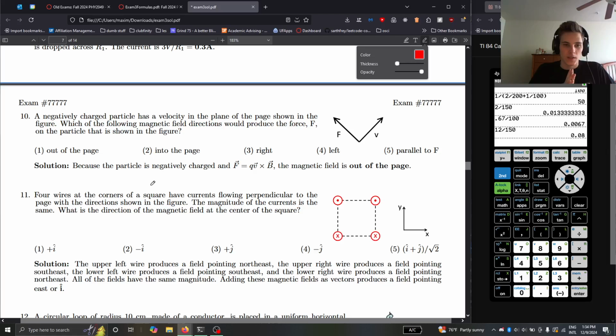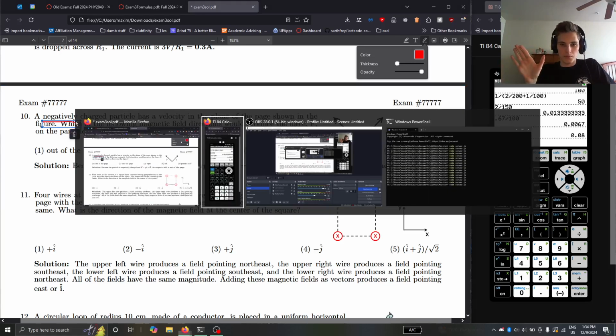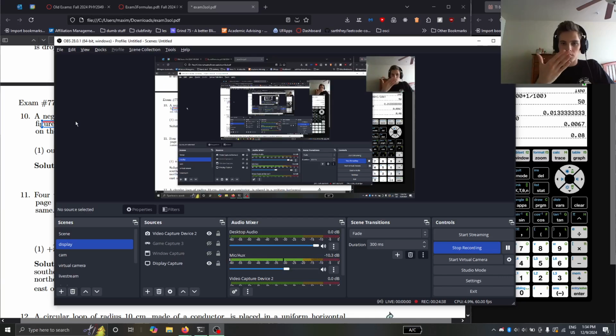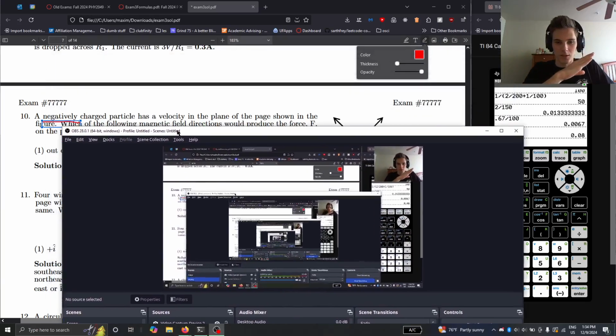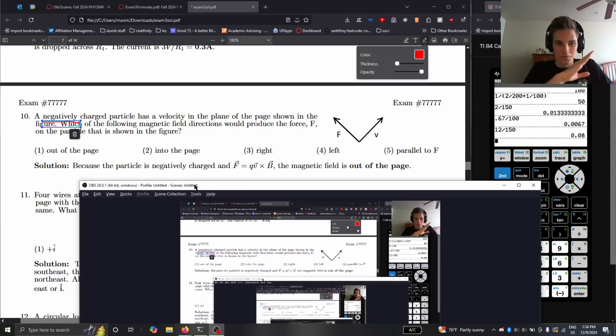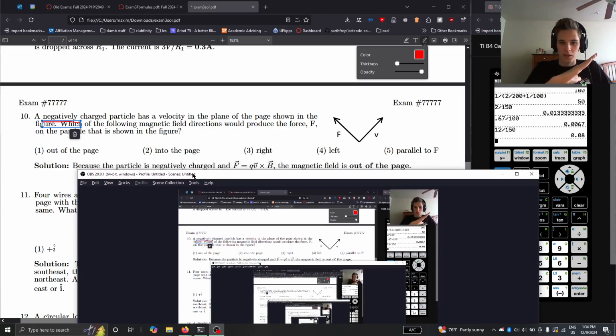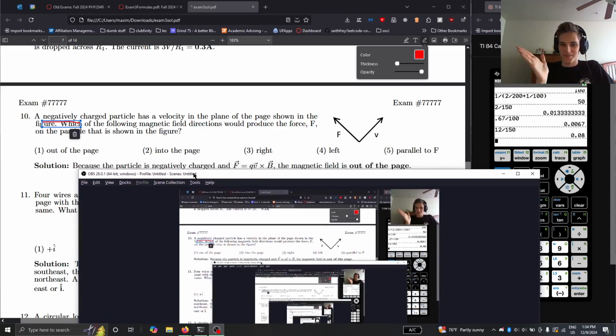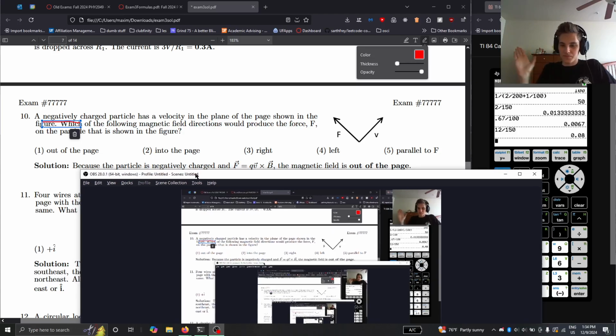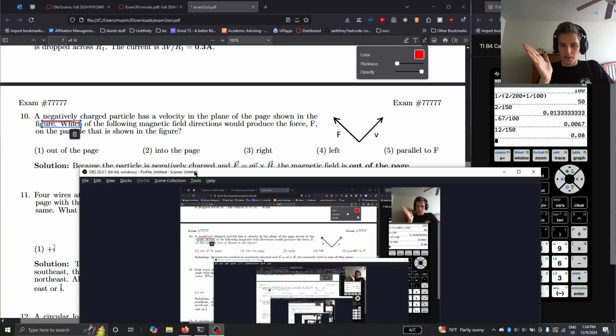Negatively charged particle has a velocity which along magnetic field directions would produce that force. It's negative, which means for the right-hand rule, take the inverse. And right-hand rule is simply point in the direction of V. This might be mirrored. I don't quite know what you're seeing. So point in the direction of V with the front of your fingers, and your thumb will point in the direction of F. Okay, this is actually too confusing for me to flip. So point in the direction of V. It's going to be flipped for you guys, sorry. And then your thumb will point in the direction of F.